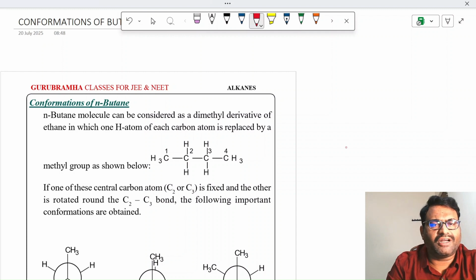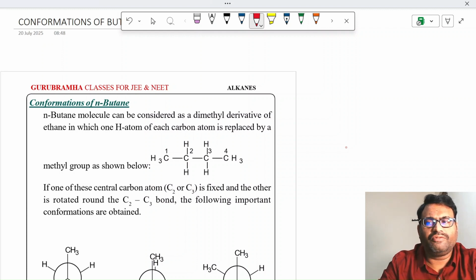We are in the chapter alkanes and we are learning about conformational isomers of N-butane. Already we have studied about conformational isomers of ethane. In this session we will discuss the conformational isomers of N-butane. What is N-butane? N-butane is generally called normal butane also.